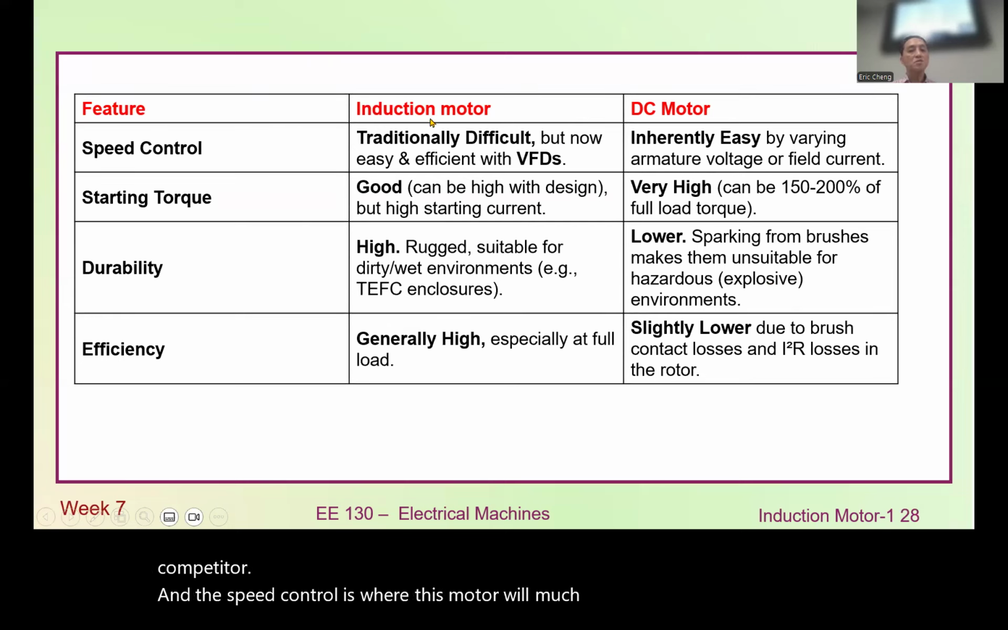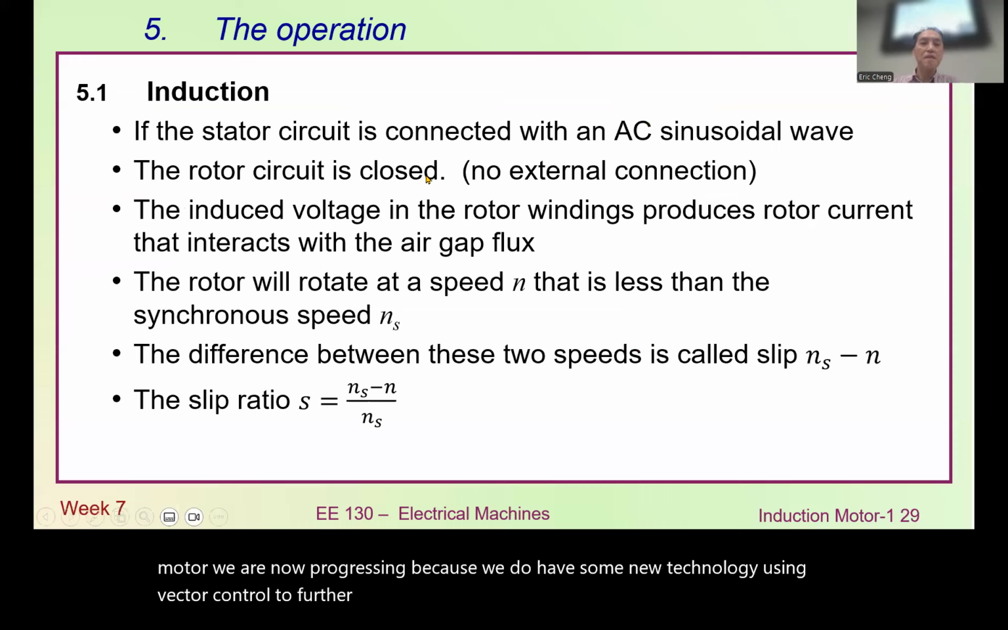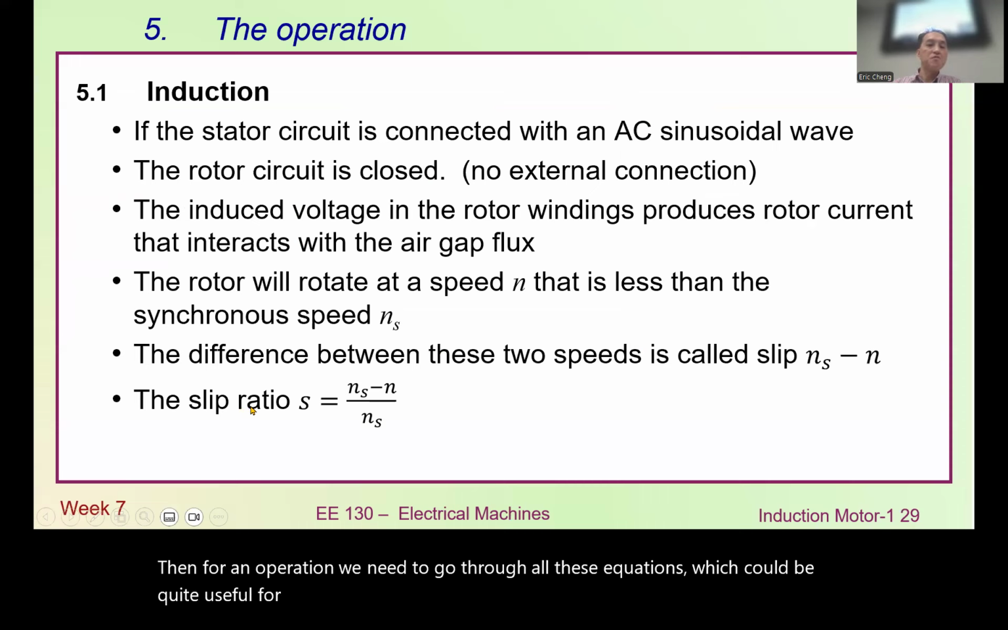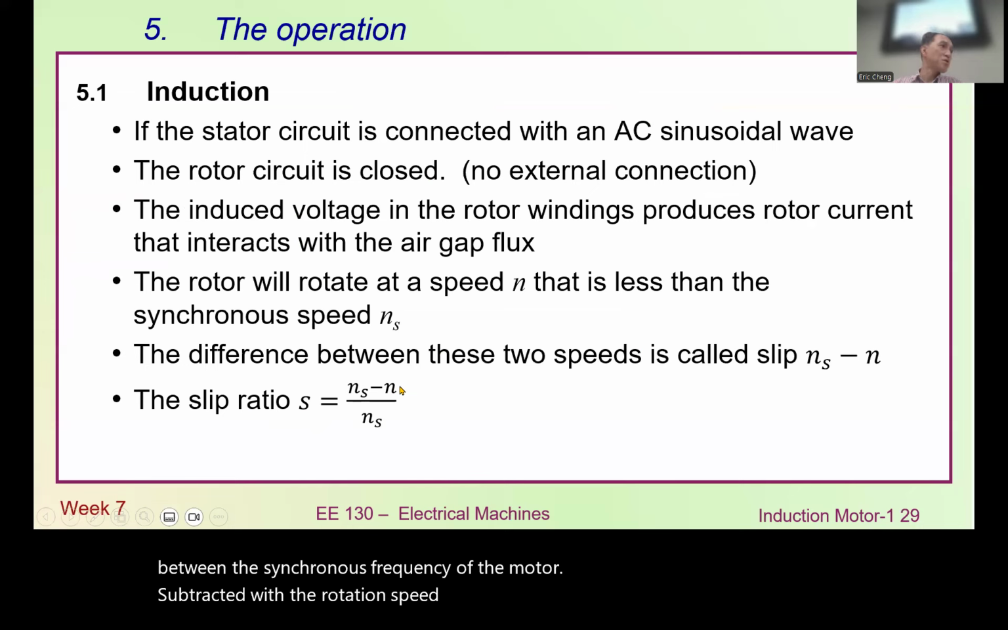However, we are now progressing, because we do have some new technology using vector control to further improve that. Then for the operation, we need to go through all these equations, which could be quite useful. For instance, the slip ratio, sometimes we call it slip, is the difference between the synchronous frequency of the motor subtracted by the rotation speed of the motor, which is the rotor speed, and divided by the base.